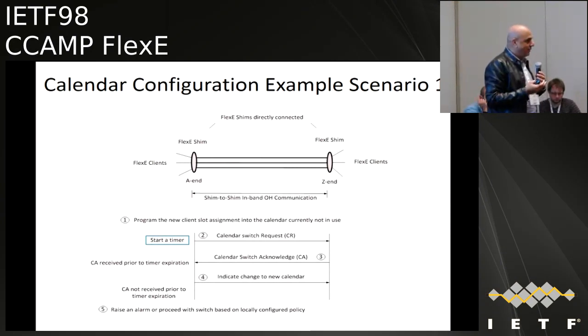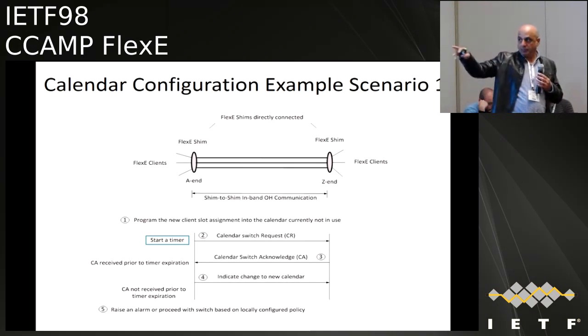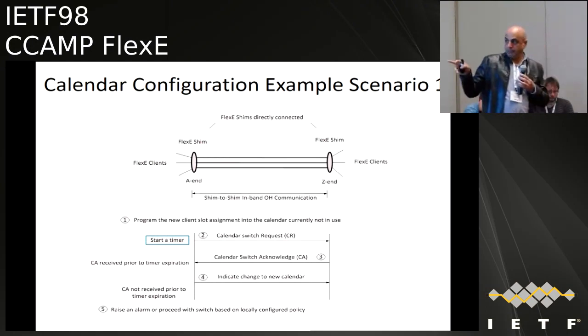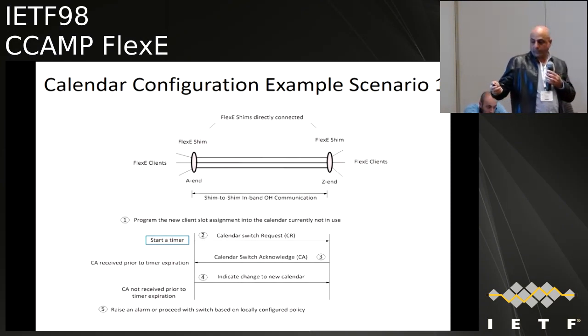As far as how long the timer is, I think that's left to the implementation, probably a short, maybe configurable timer. Then the other end, in the CA bit in that overhead byte, will say, okay, yes, I'm ready. If you receive this acknowledgement before the timer expires, you go ahead and make the switch. The switch could be adding a new client or resizing a client. If you don't receive it within the timer, you back out of this request for making a change, and you notify based on your local policy, such as an alarm, saying I'm bailing out of this request.